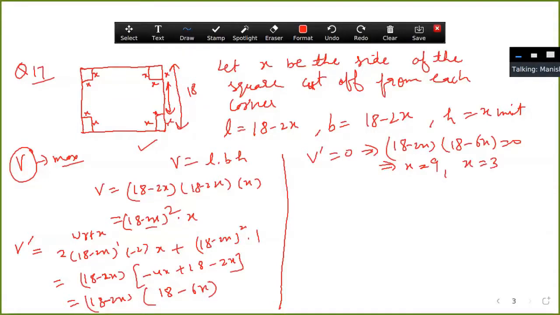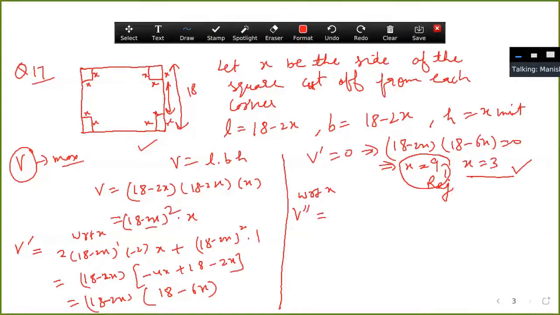x is equal to 9 is rejected. This is rejected because if you take x is equal to 9, then length becomes 0 and breadth becomes 0. So this is the value, x is equal to 3. Now you have to find out the second derivative. V double dash with respect to x, we have to find out the second derivative.